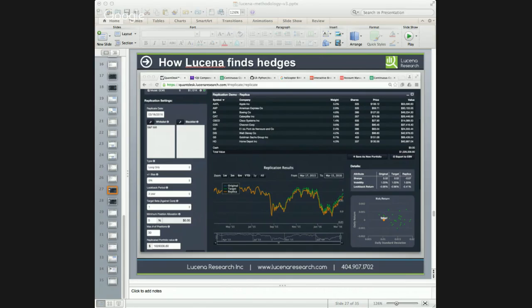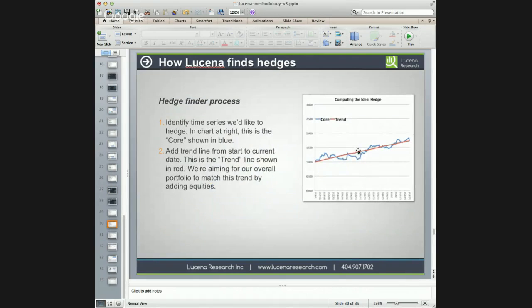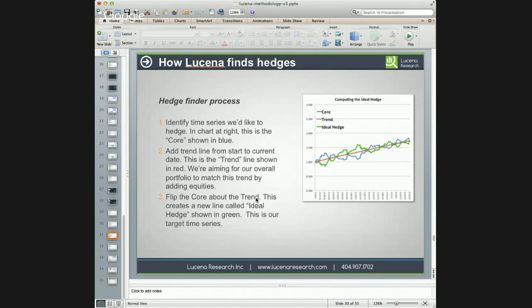The way we use it to find a hedge is by taking our core portfolio performance here and hypothesizing about what's the shape of the curve that would be the perfect hedge, and then we ask the portfolio replication engine to find the components of that portfolio, and that's how we build that hedge.